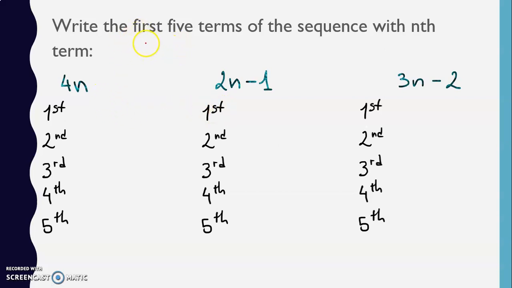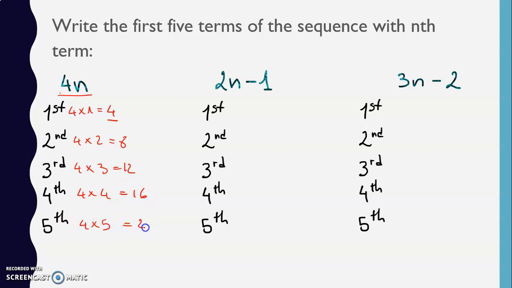Now let's move on and do these examples that I have here for you. We have to find the first 5 terms of the sequence with nth term 4n in the first case. So to find the first term, n equals 1. Therefore 4 times 1 equals 4. To find the second term, we do 4 times 2, which is 8. To find the third term, we do 4 times 3, which is 12. The fourth term is 16, and the fifth term will be 20.